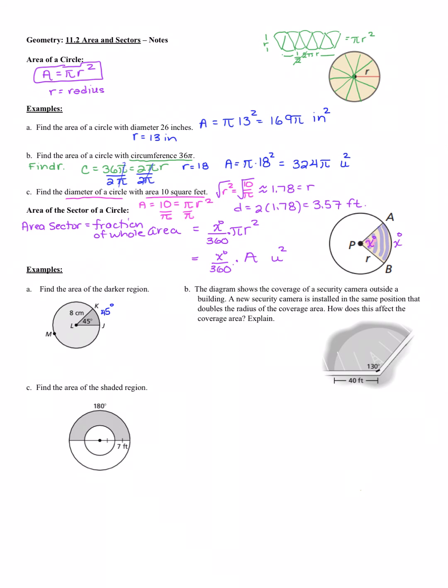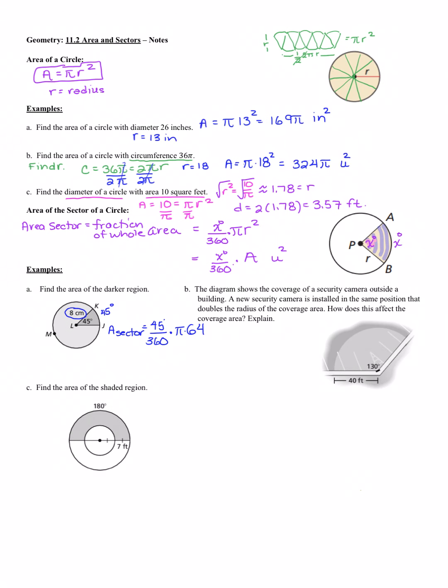So we're going to write the area, and I like to write it this way. The area of a sector is 45 out of 360. So that's the fraction of the whole area, which is pi r squared. R is 8. Here's our radius. So that will be 64.